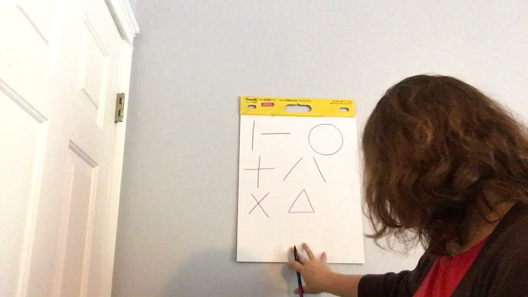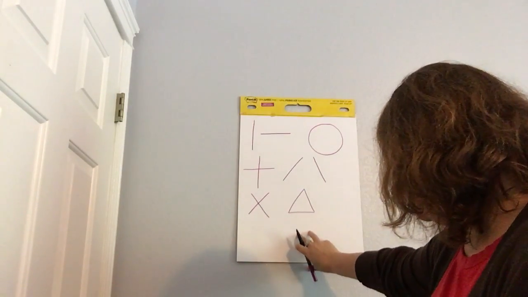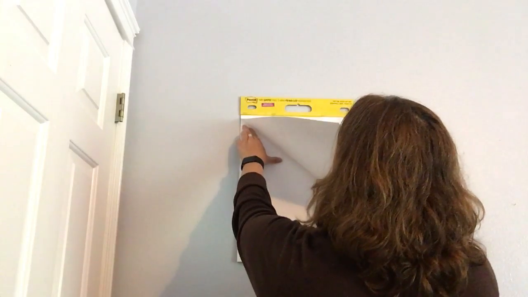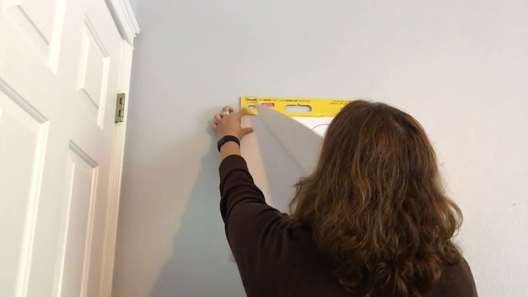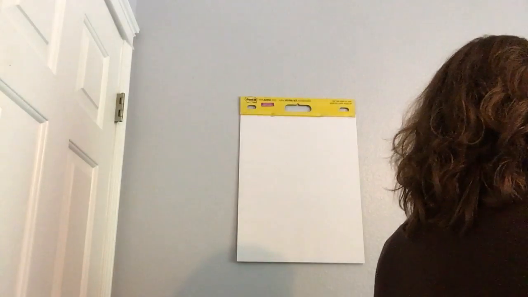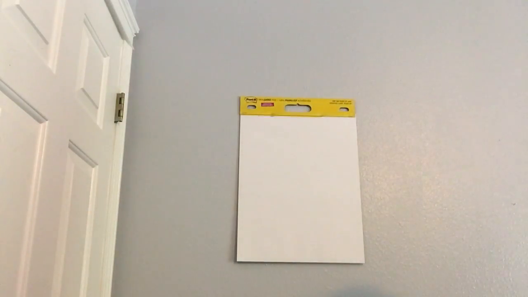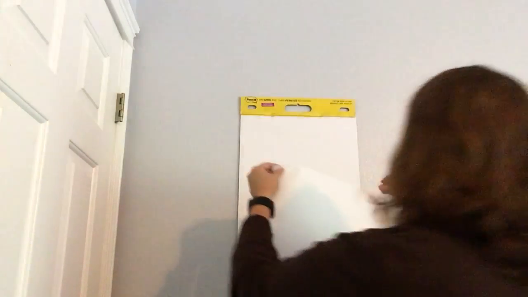Now that we have this already figured out, we're going to review. I've got 2 pieces of paper here. We're going to review.